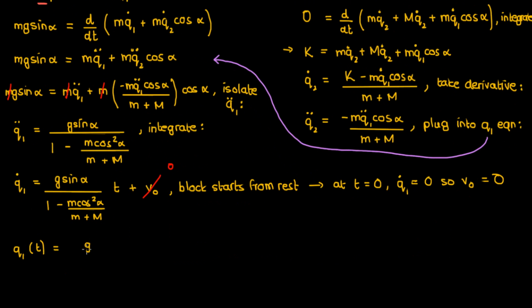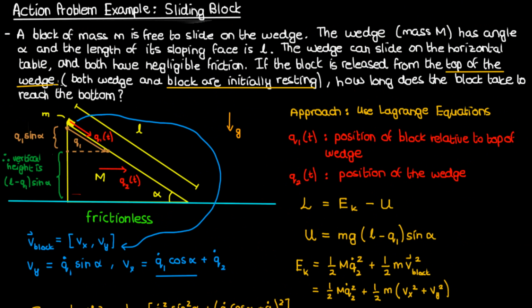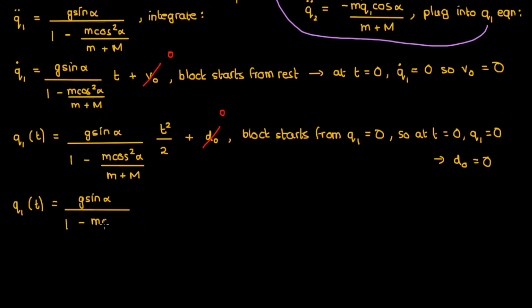We can integrate again to finally end up with our equation of motion of the block, q1 of t. d naught is another constant of integration, but again the particle starts from the top of the wedge, which represents q1 equals 0. So at t equals 0, q1 is 0, which means that if you do the math, d naught is 0. So this is our equation of motion for the block.